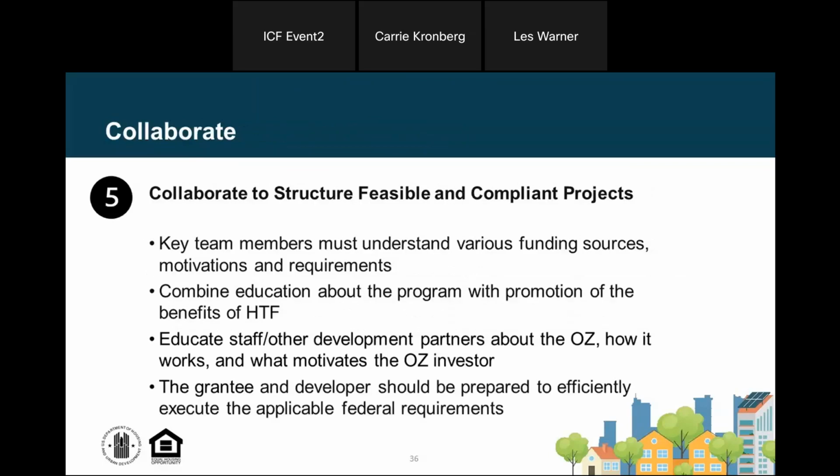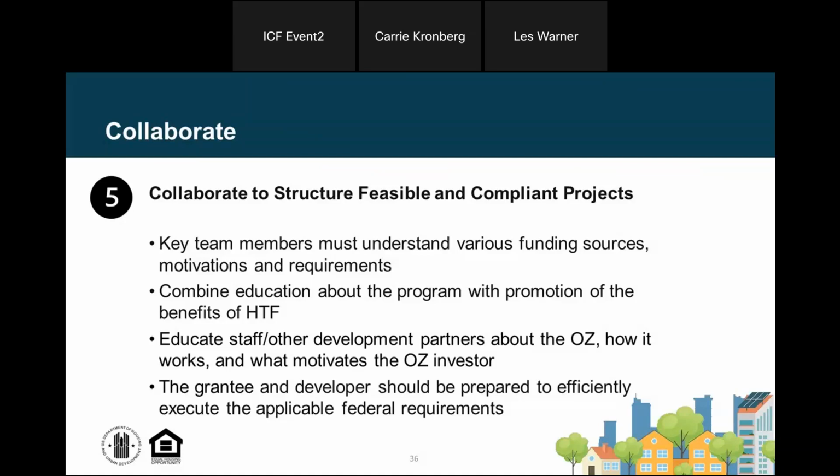So as with every affordable housing project, collaboration is critical. All key team members should understand the various funding sources, motivations of each of the partners, and the associated requirements with housing trust fund dollars, opportunity zone investments, and then of course any other funding in the project. So earlier in the presentation, Les covered what opportunity zone investors need to know about the HTF program.